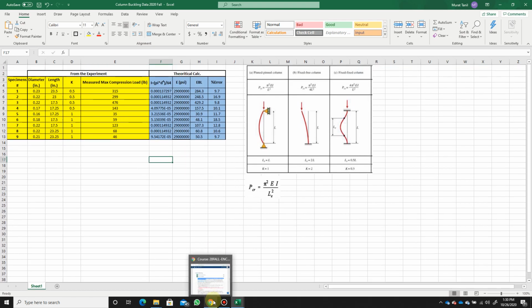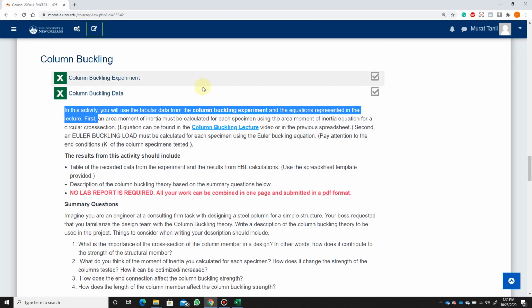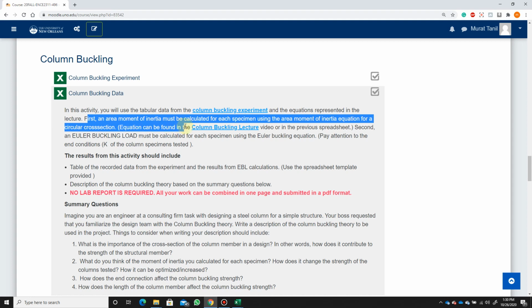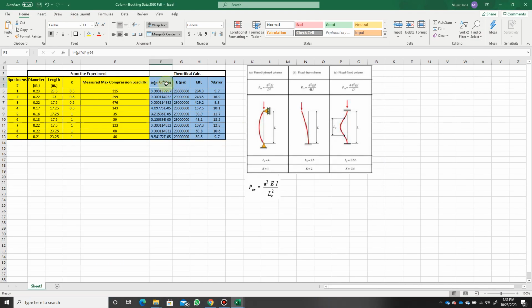Then we're gonna look at the summary questions. If you already watched my previous video, you should be able to answer the summary questions easily. But let's look at this explanation under the Cullen-Buckland data. In this activity, you will use the tabular data from the Cullen-Buckland experiment and the equations represented in the lecture. That's what we did. We used the tabular data from Cullen-Buckland experiment and the equation that was given in the previous lecture. First, an area moment of inertia must be calculated for each specimen using the area moment of inertia equation for circular cross-section. And the equation can be found in the Cullen-Buckland lecture video or in the given spreadsheet. The equation was right here.